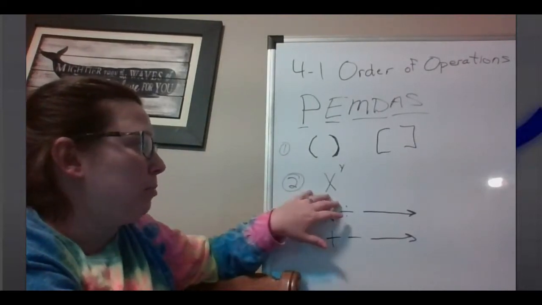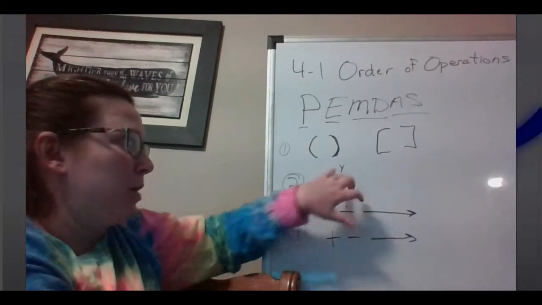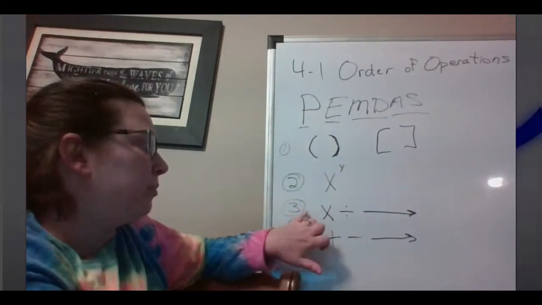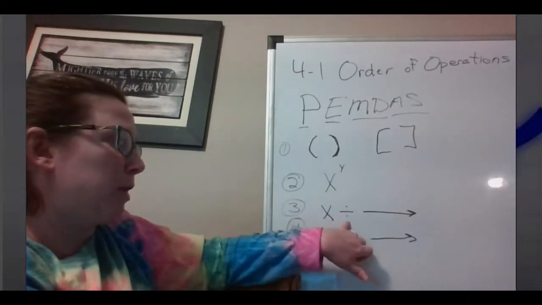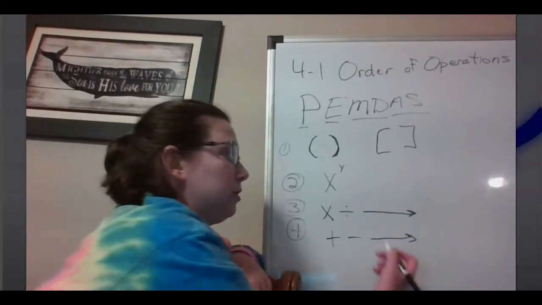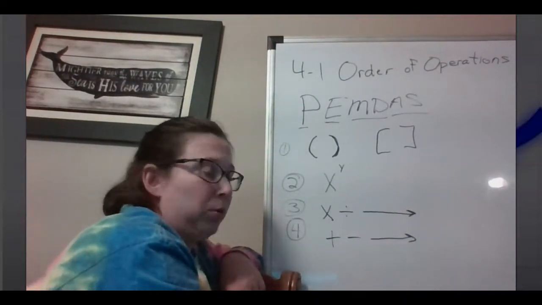The second step is our exponents. So you have a base, you have an exponent. Those are the second things that you need to solve. Our third step is to multiply and divide left to right. And the left to right part is super important here.